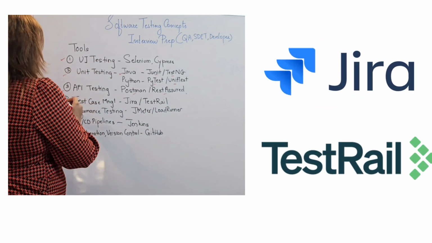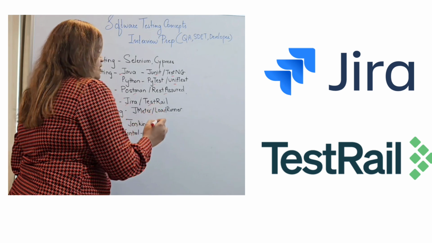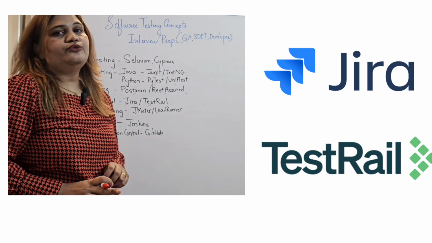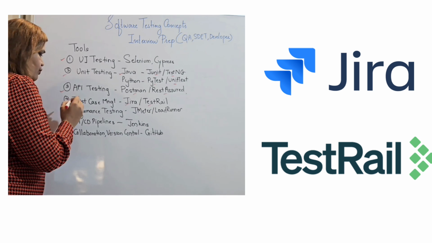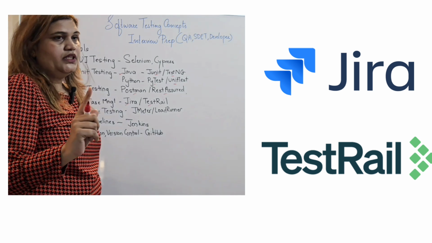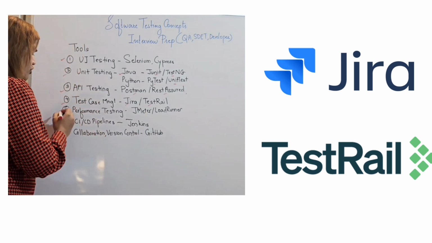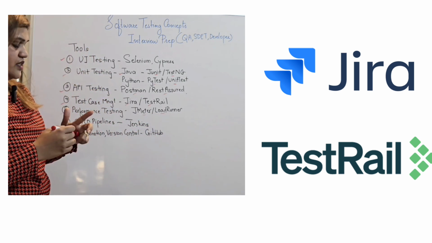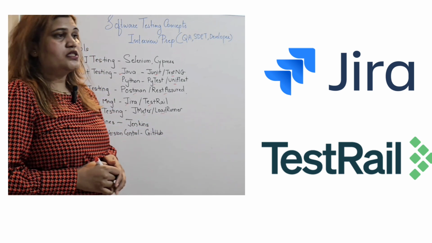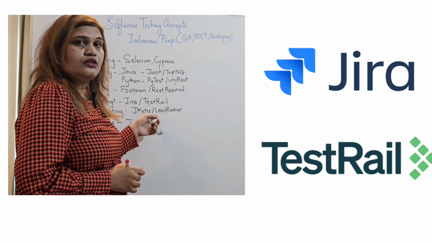And then we have test case management, Jira and TestRail. Basically, Jira is a defect tracking tool, but we keep it for test case management. I highly recommend you to work on one test case tool. Okay, so you can pick up one. We have performance testing. Two tools that I keep insisting on are JMeter and LoadRunner. Expect interviews or job opportunities which are based on these tools.